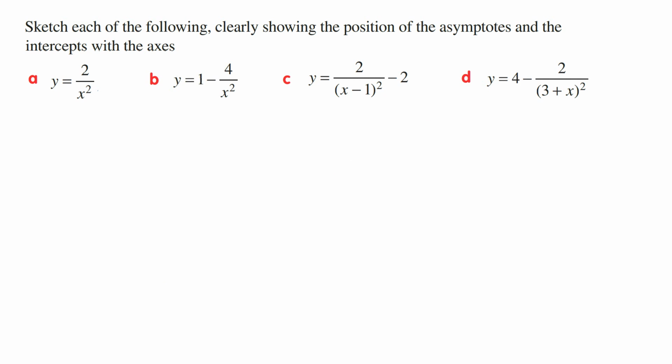Part C, y is equal to 2 on x minus 1 squared, minus 2. And so for step 1, this is going to be a positive Truncus. And so its graph is going to be in the first and in the second quadrant.